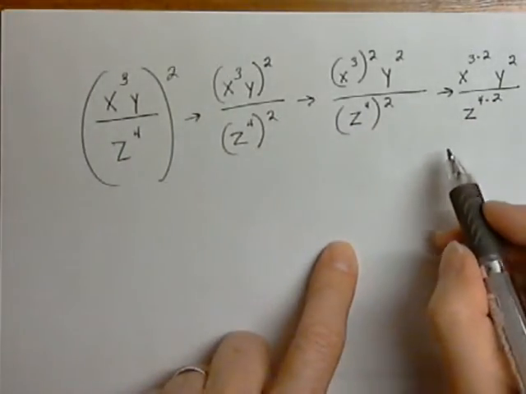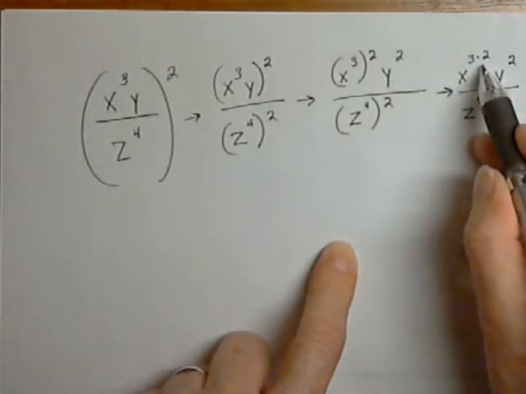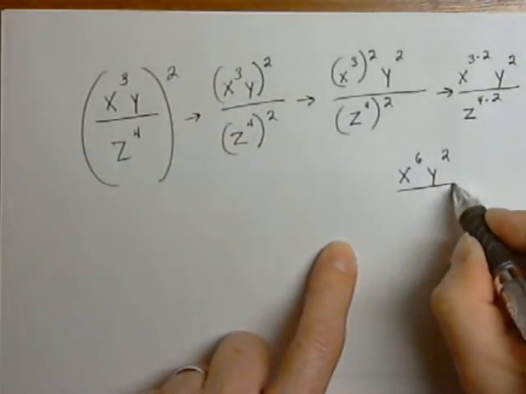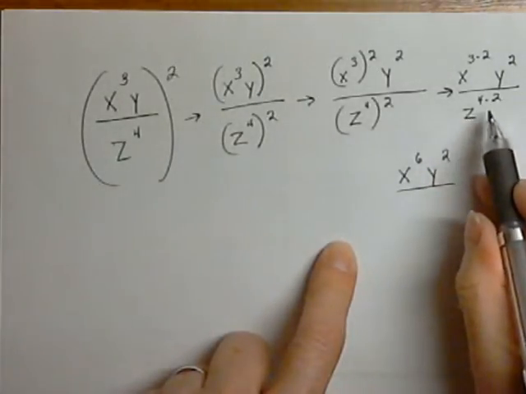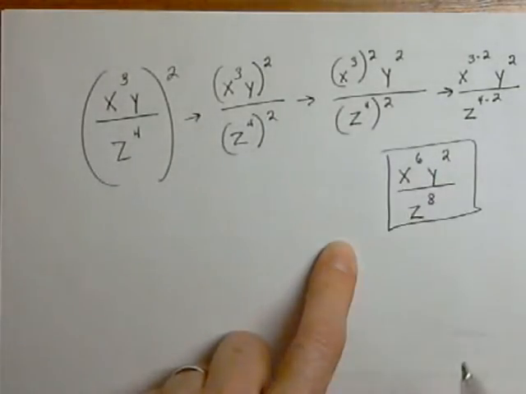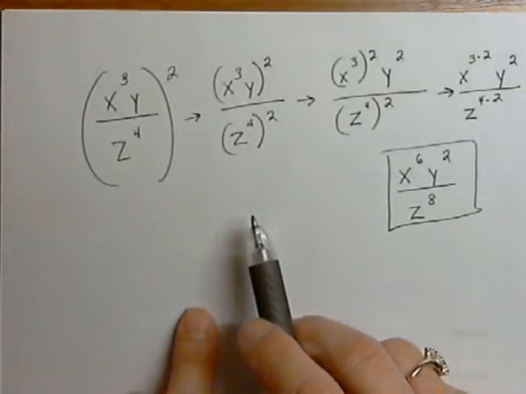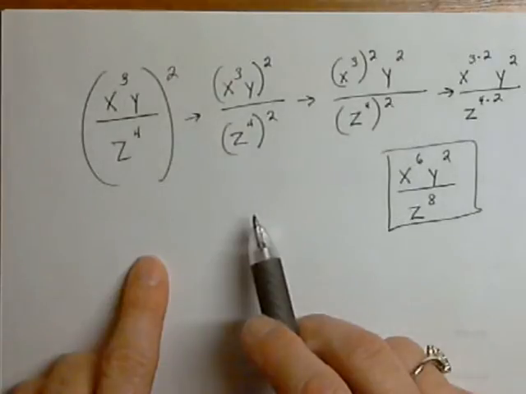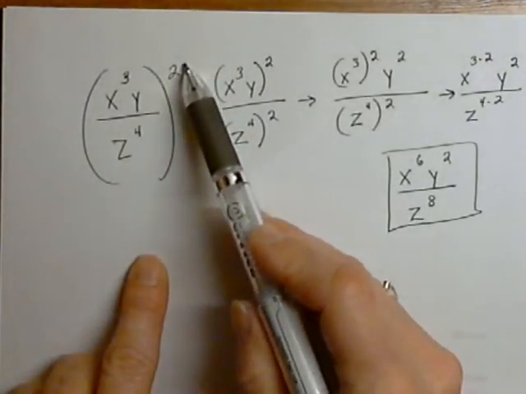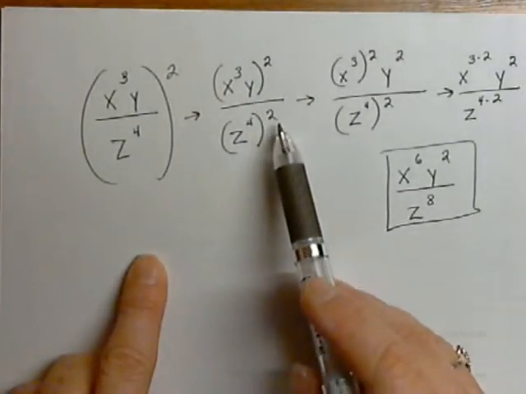And finally we can simplify. X raised to the 3 times 2 is x to the 6th, y squared. Z raised to the 4 times 2 is z to the 8th. That is our solution right there. So we put several of our rules into practice. We put the power of a quotient rule into practice by distributing the outside exponent to both numerator and denominator, and that's what we did here.